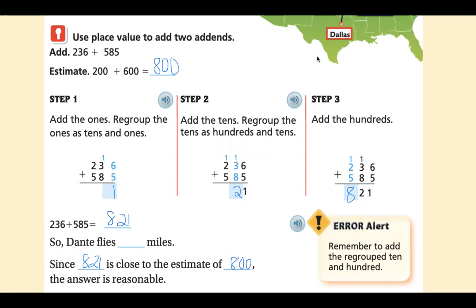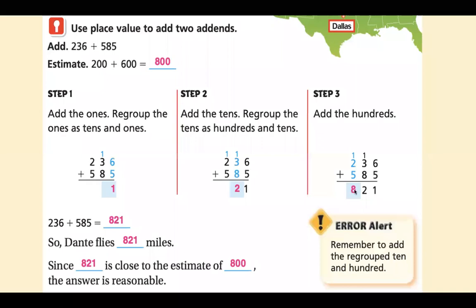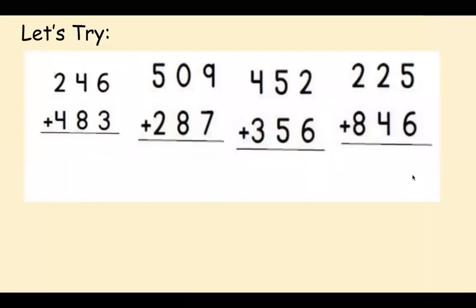So let's check our work on the next slide. Make sure we got that. And there we have it. So we added the ones, carried the 1, added the tens, carried the 1, added the hundreds. We didn't have to regroup again because it didn't go over 9, and our estimate was reasonable. All right, so let's try a few more.